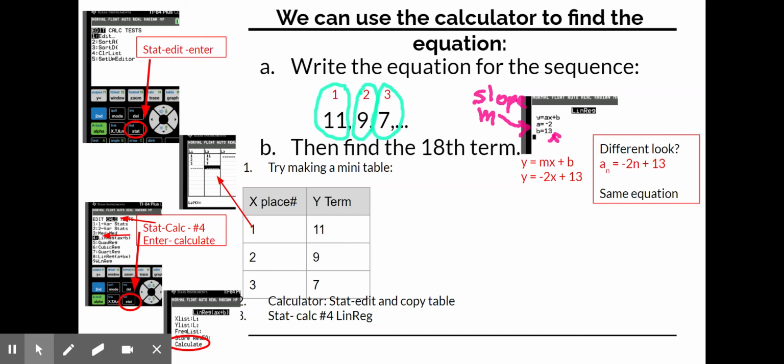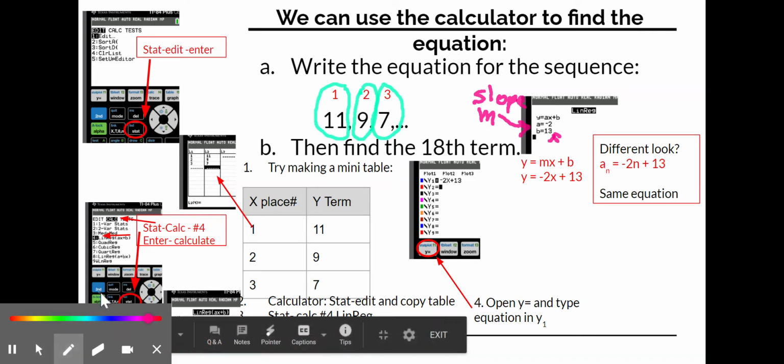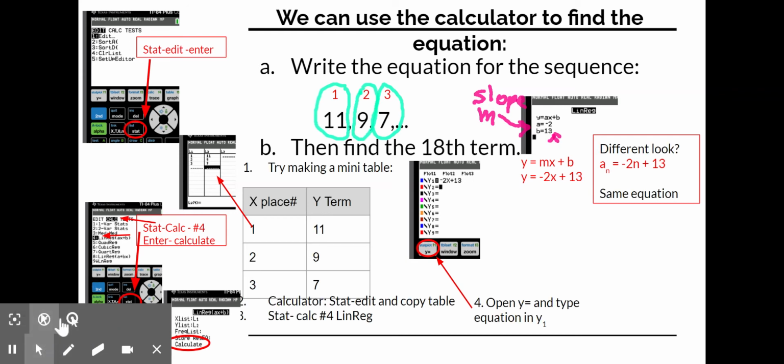Then if they ask you to find the 18th term, you know you can always sub 18 in for n, or you can get your calculator to do it for you by opening up the y equals and typing the equation into y1. Now remember, when you use the x, don't use an n, don't use any of the letters, don't use the alpha. Use the x that is next to the alpha button and in between the alpha button and the stat, right there. So make sure that you're using that x. Okay, and hopefully most of you know that already.